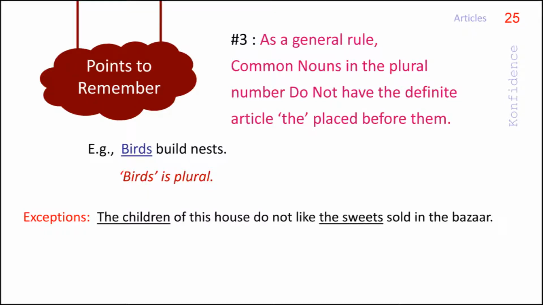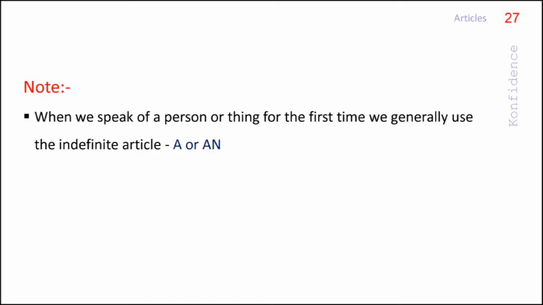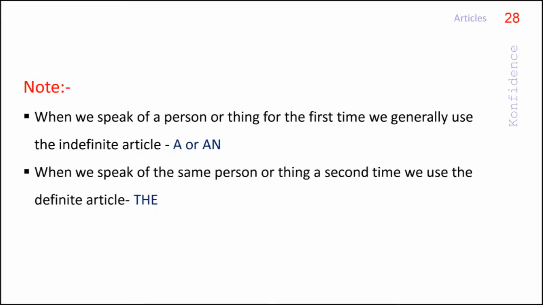Why? When we speak of particular persons or things that we have already mentioned before or that are known to us, we use the definite article the. Please note, when we speak of a person or thing for the first time, we generally use the indefinite article a or an, but when we speak of the same person or thing a second time, we use the definite article the.